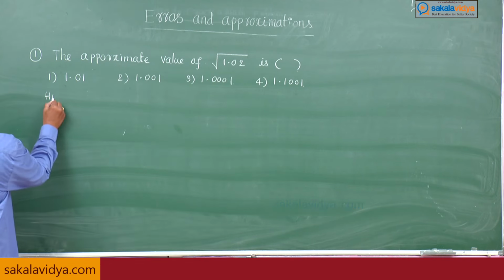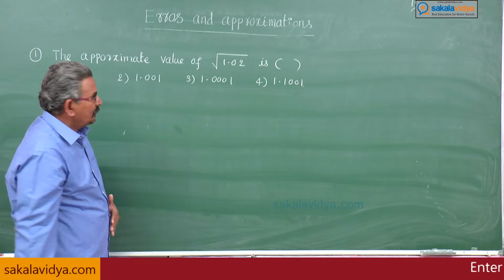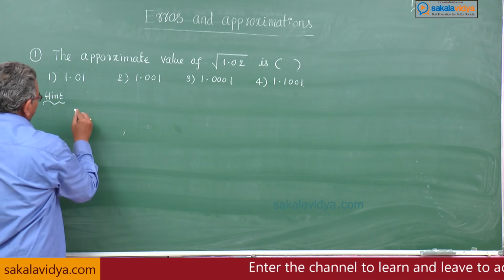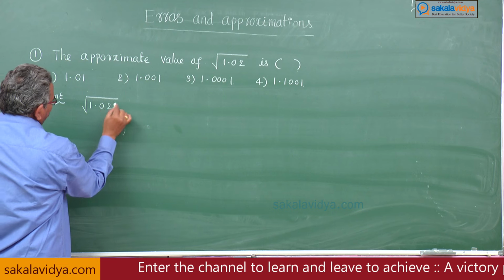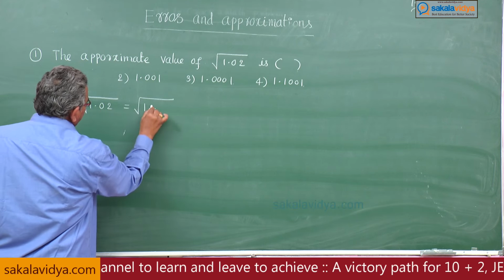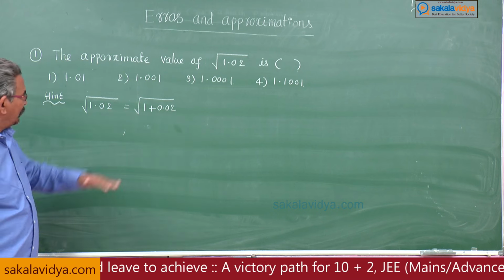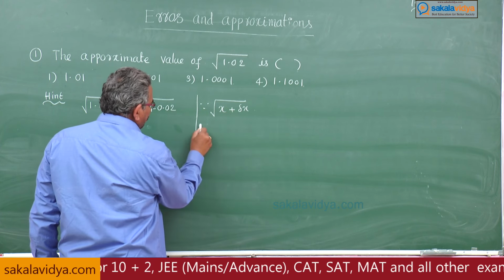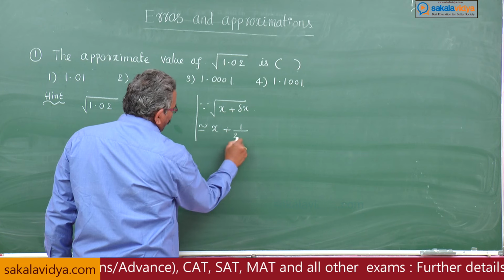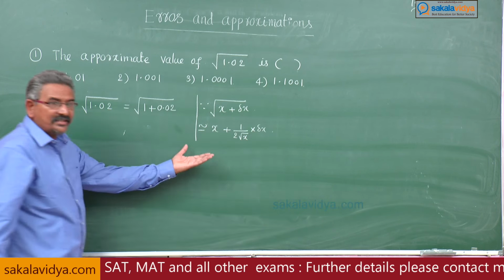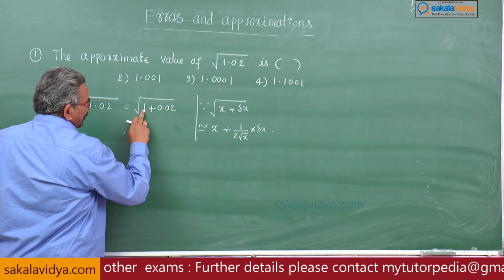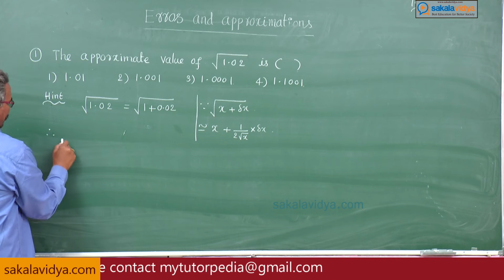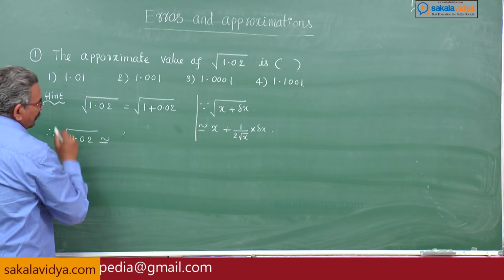Here, see the hint. So, first let us analyze the problem. This problem comes under root of x plus delta x approximate value. So, root of 1.02 can be written as root of 1 plus 0.02. Can I write it? Now, this appears to be root of x plus delta x. This is approximately equal to root x plus 1 by 2 root x into delta x. So, very simple now. See, what is x? 1. What is delta x? 0.02. Just substitute.